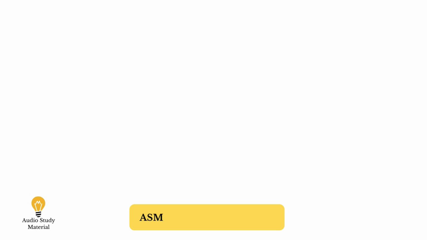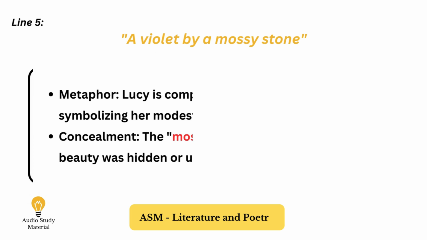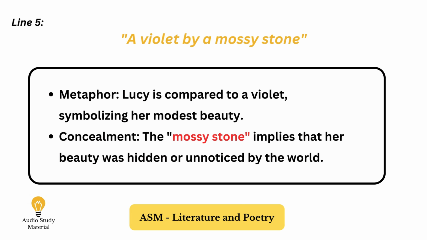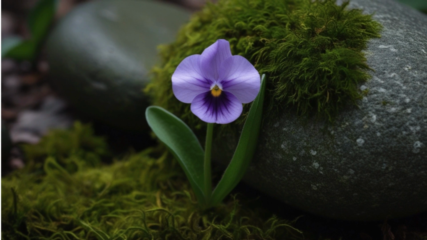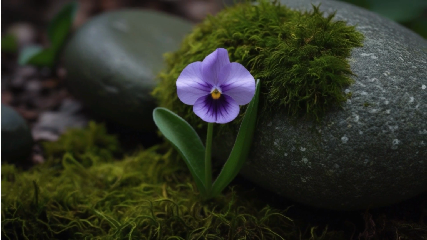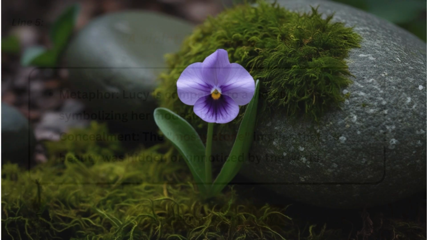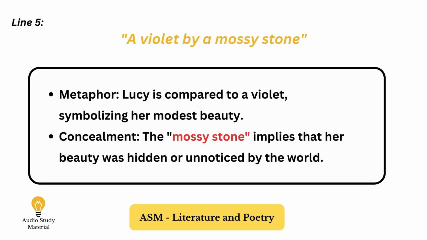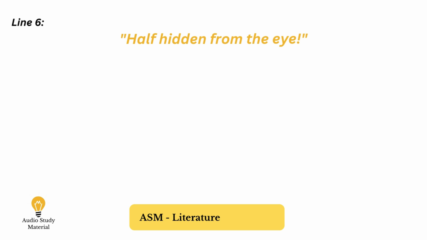Line 5. A violet by a mossy stone. In this metaphor, Lucy is compared to a violet growing by a mossy stone. The violet symbolizes her modest, delicate beauty. The choice of a violet, a small, simple, and humble flower, reflects Lucy's quiet and unassuming nature. The mossy stone adds to the idea that she was overlooked, hidden from sight, and not appreciated by those around her.